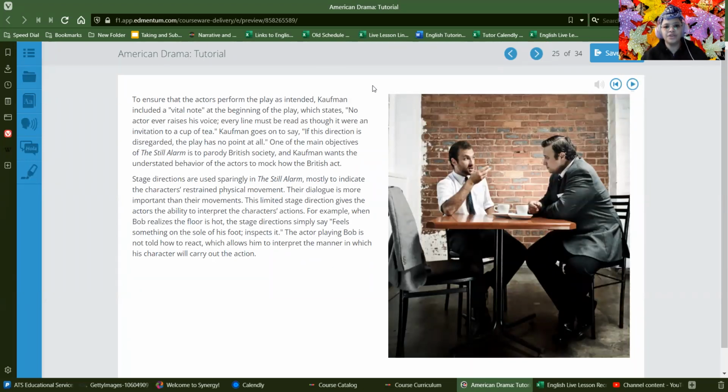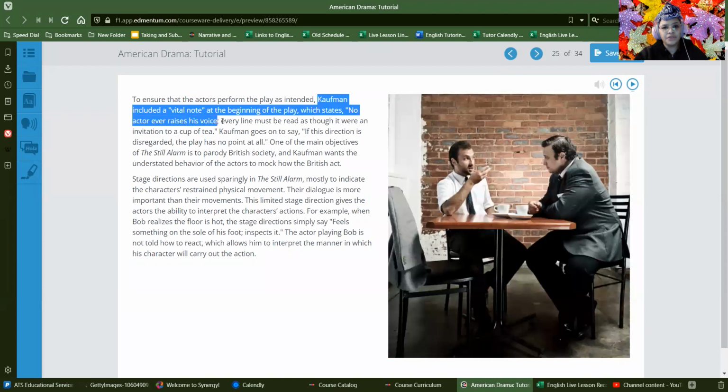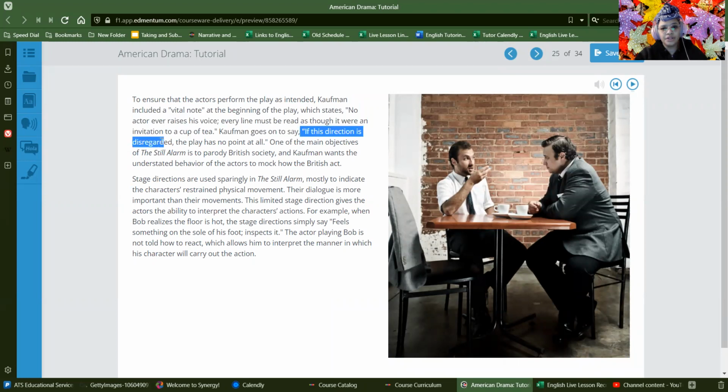So then we get to the stage directions that I was mentioning earlier. Kaufman included a vital note at the beginning of the play, which states, "No actor ever raises his voice. Every line must be read as though it were an invitation to a cup of tea. If this direction is disregarded, then the play has no point at all."